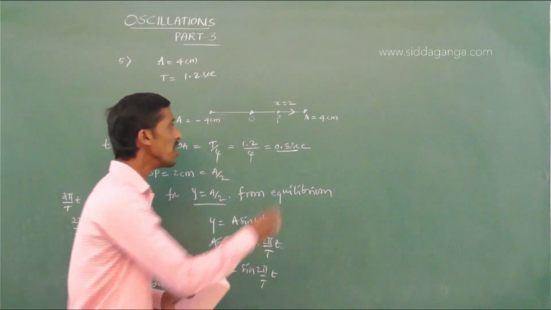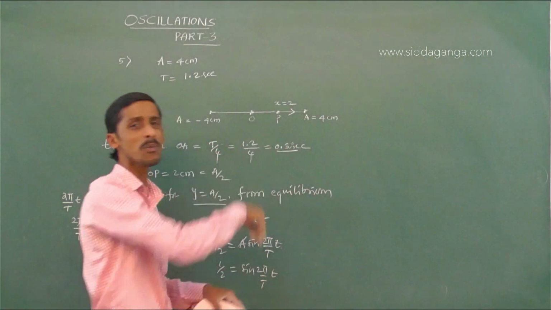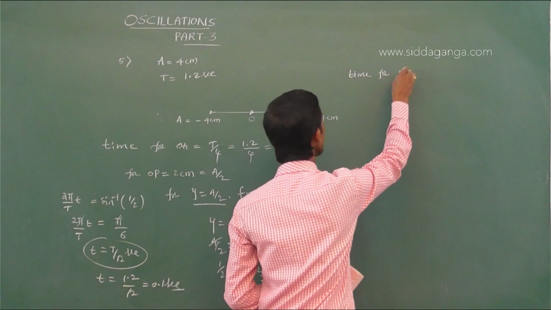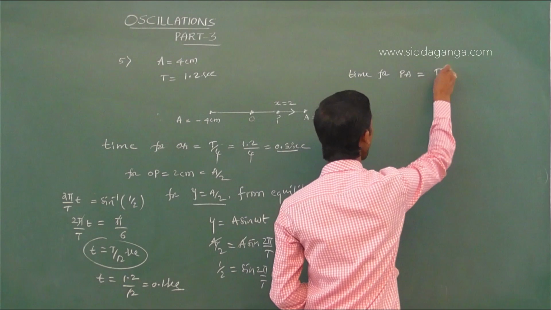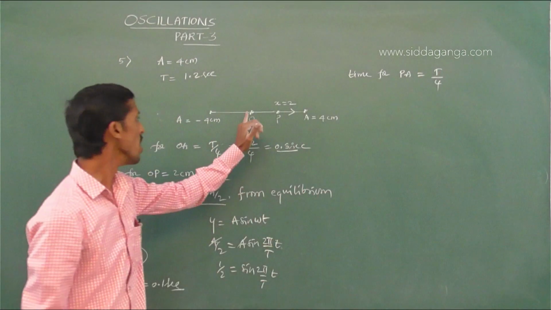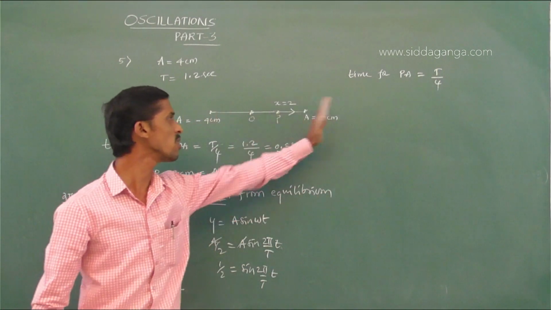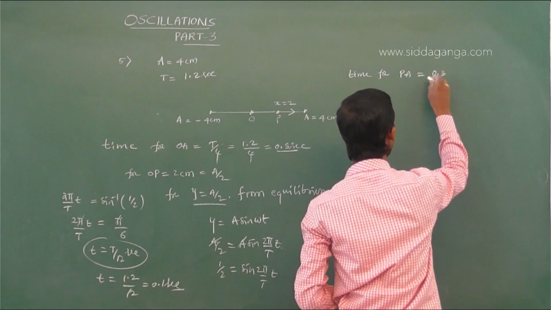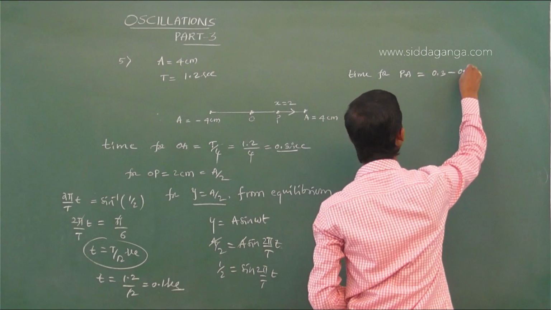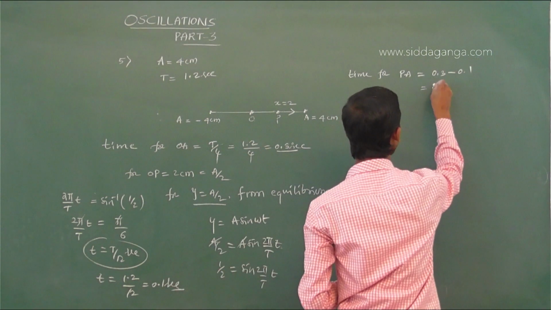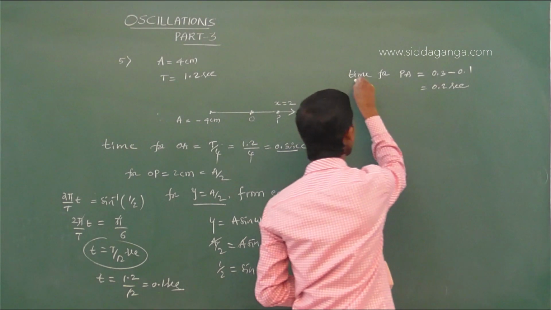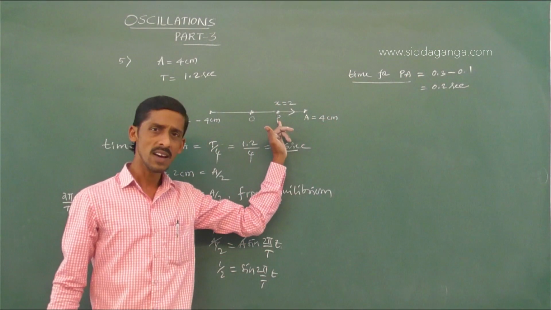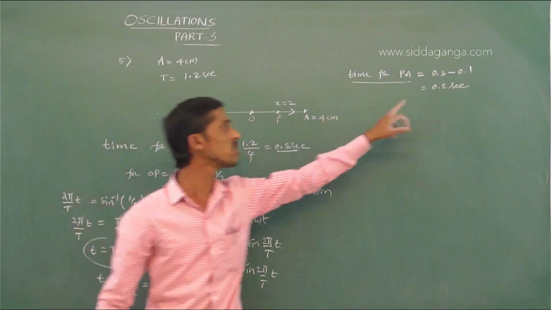The question is not that; it is from P to A and from A to P. So time for PA is already T by 4. From equilibrium to extreme position the full T by 4. We calculated 0.3 minus 0.1 is equal to 0.2. So time taken by the particle to go from x is equal to 2 to x is equal to 4 is 0.2 seconds.